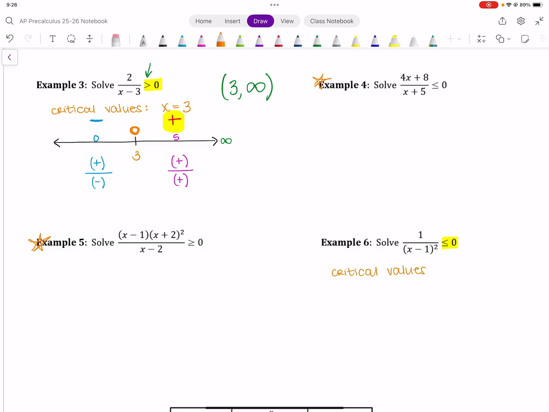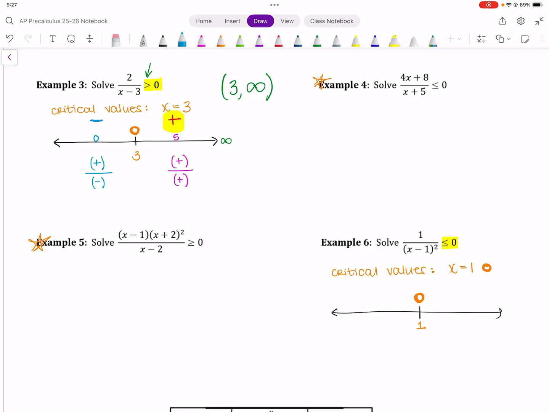We once again do not have any from the numerator. We just get x equals 1 from our denominator. So I'm going to put an open circle there to remind myself I cannot include that. And then once again, because we only have one critical value, we're only going to have 2 intervals to test on either side of 1.